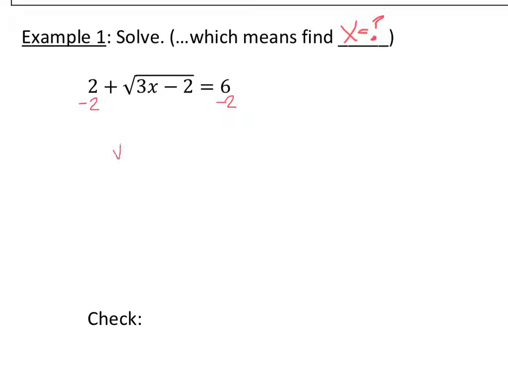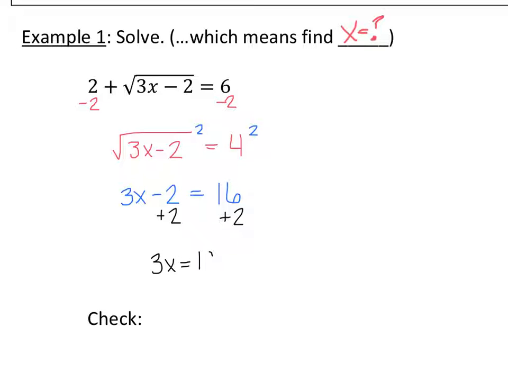All right, so we get square root of 3x minus 2 equals 4. The index was a 2, so we're going to square both sides. On the left side, we just have the radicand, 3x minus 2, and it equals 16, because 4 squared is 16. Now you can do this. Add 2. So 3x equals 18. Divide by 3. x equals 6.